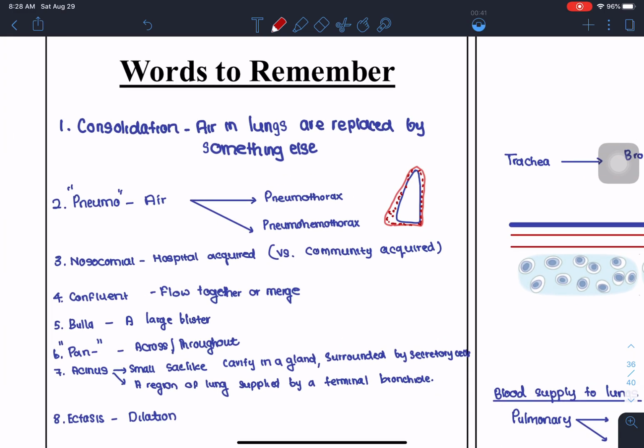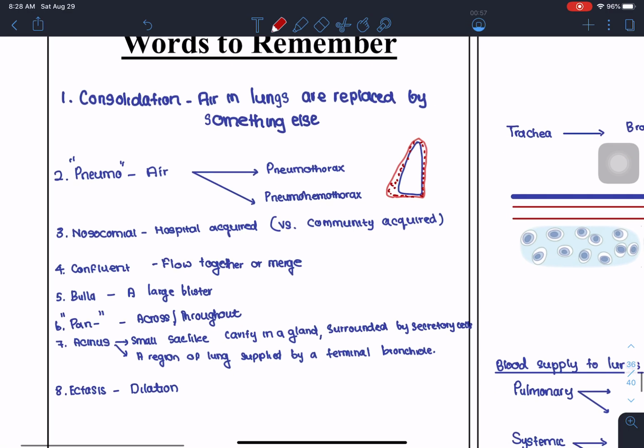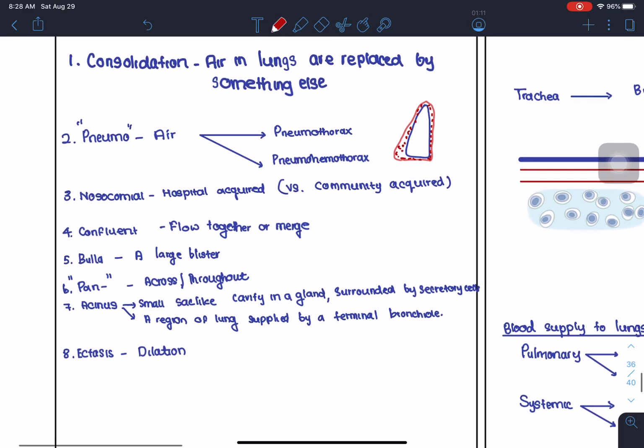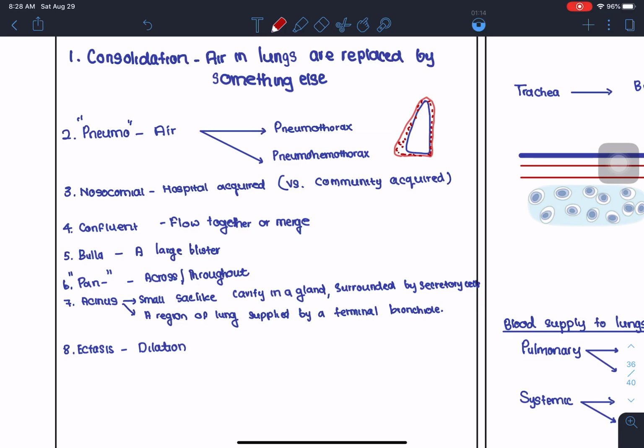The first word is consolidation. What does that mean? That means the air in the lungs is replaced by something else. So where there should be air, now we have, let's say, fluid or maybe a solid mass, a tumor is growing. That causes the lung to harden. That region of the lung is hard now. Think of the lung as a sponge, and now it has hardened, so you cannot squeeze it. That area usually cannot get involved in respiration.